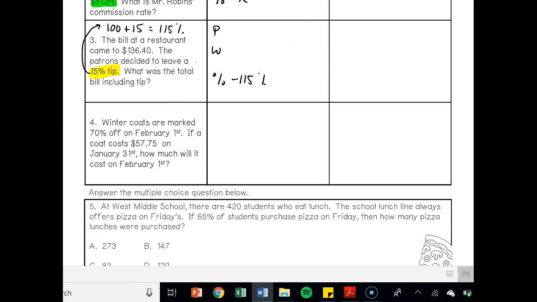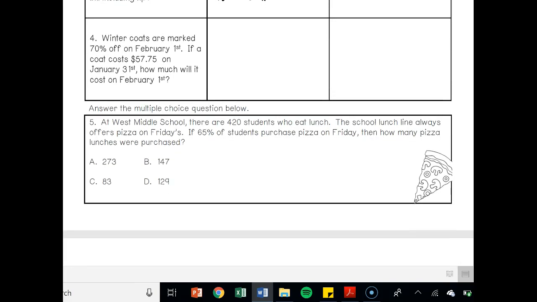The bill, the whole bill, was $136.40, right? We haven't found out what the bill was with the tip yet, but the whole bill is $136.40. So you need to figure out what the bill is going to be with the tip, the part there. So you'd set that up, X over 136.40 equals 115 over 100. You'd cross multiply and solve, right?